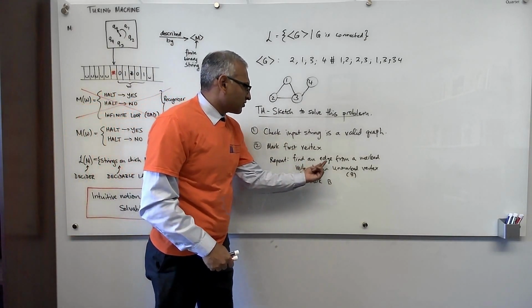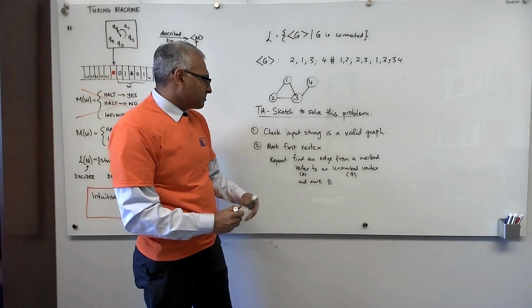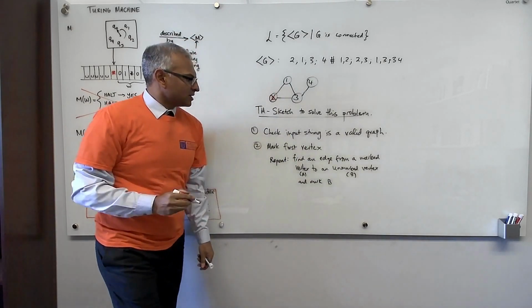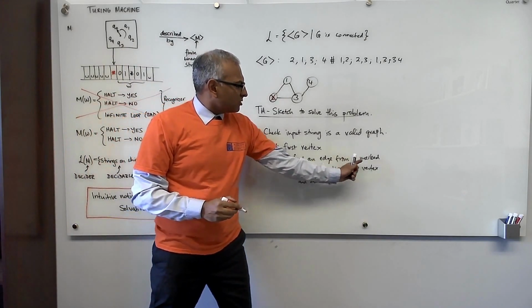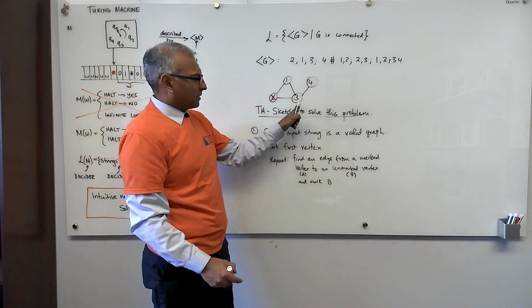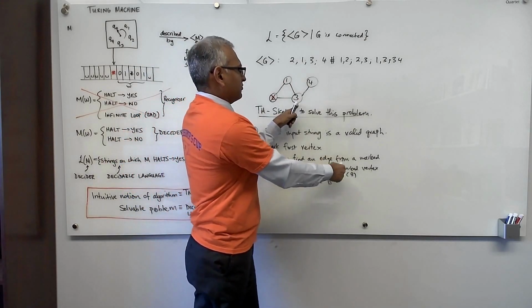Repeat. Find an edge from a marked vertex. So I'm just going to start by marking the first vertex. The first vertex is 2, so I mark it. Now repeat. Find an edge from a marked vertex, so 2, to an unmarked vertex, for example, to 3. Okay, mark the unmarked vertex.